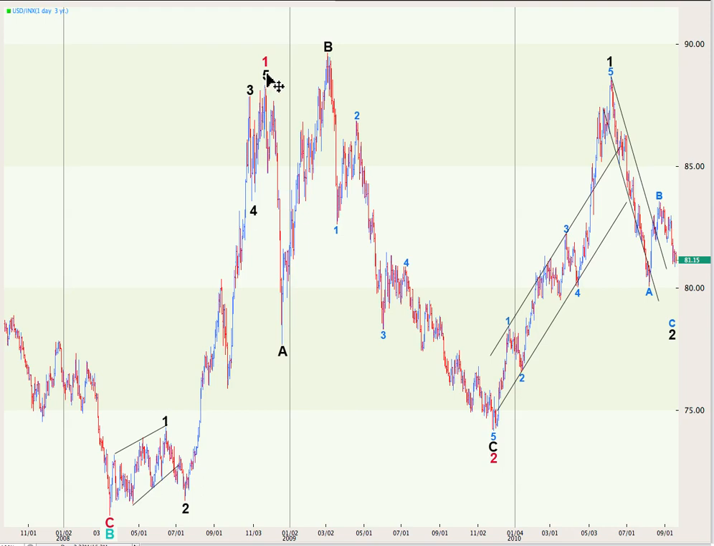The only other option for the C wave is an ending diagonal, which requires every subwave to subdivide into a zigzag, and that's not the case here. This primary wave 1 is an impulse, and primary wave 2 is an expanded flat correction, a textbook perfect one. And therefore we're now in primary wave 3 to the upside, which is going to be a 5-wave impulse at intermediate degree. Of that we've had intermediate 1, and we're working on the very end now of intermediate wave 2.